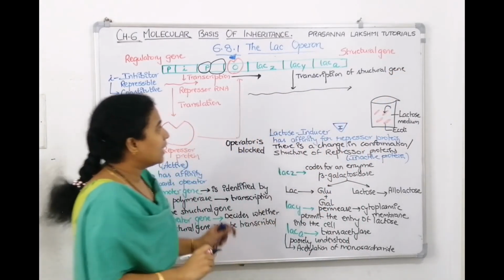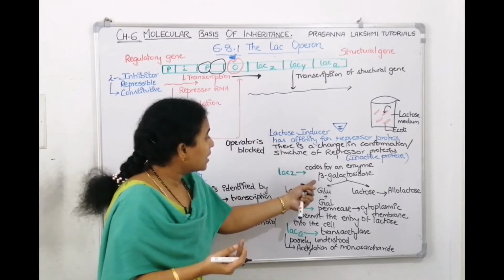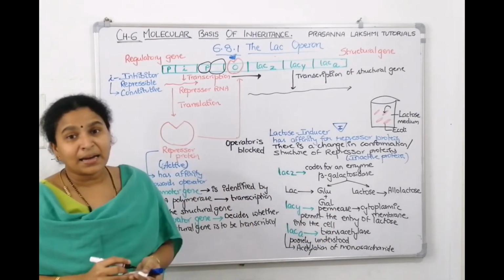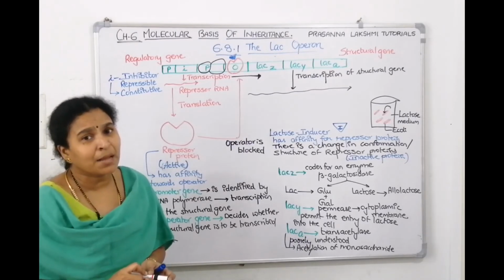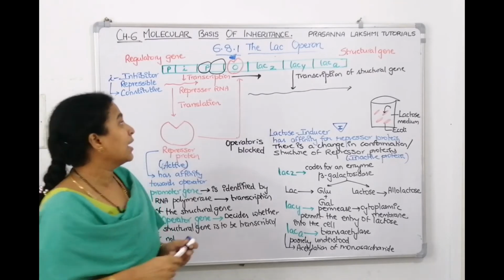This RNA is coding for three proteins: one protein is beta-galactosidase, another is permease, and the other is transacetylase. So one RNA is coding for three proteins. Can we call it a polycistronic RNA? In prokaryotes, it is polycistronic RNA.